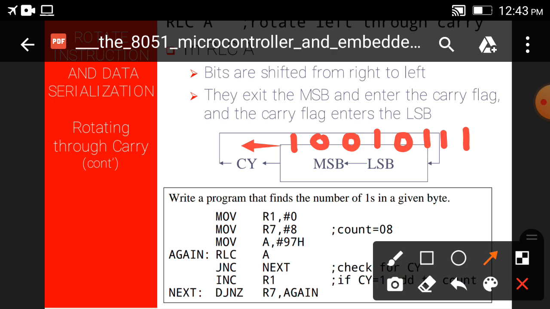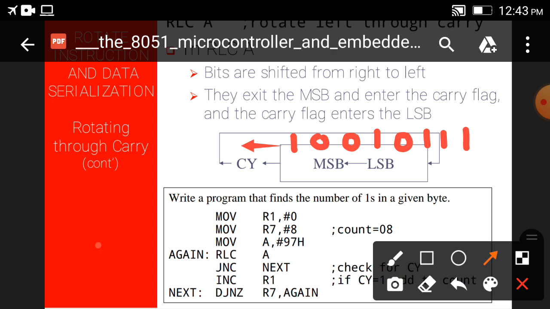It means we need to decrement the value of R7. Our R7 has value 8. Now the value becomes 7. Jump if not 0: now the value is 7, so it is a non-zero value. So it will directly go again to the label again. And in again, what is happening? Again it will execute the instruction RLC A.